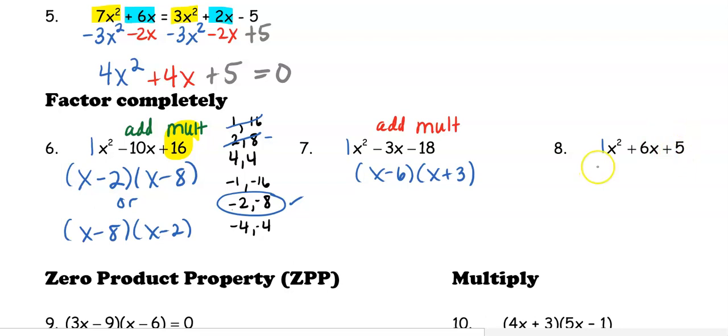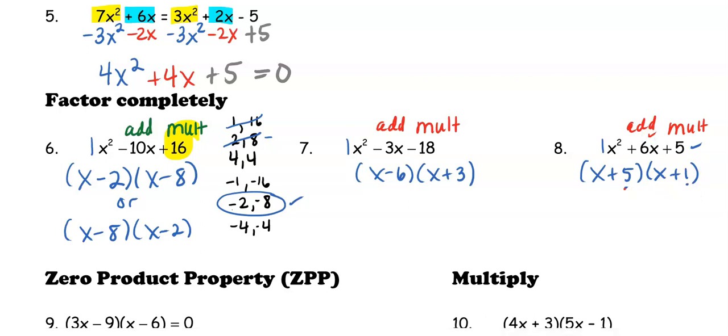Sometimes these throw us off a little bit. Think about if I'm multiplying to 5, there's only one way to multiply to 5. That's 5 and 1. So we've got x plus 5 and x plus 1. 5 times 1 is a 5. 5 plus 1 is a positive 6. Multiplying to the outside, adding to the middle.